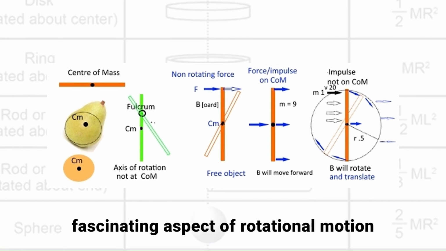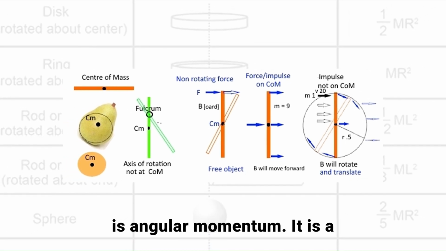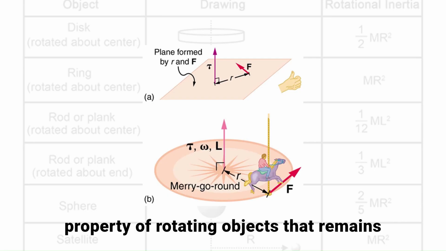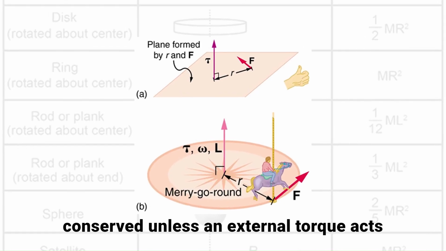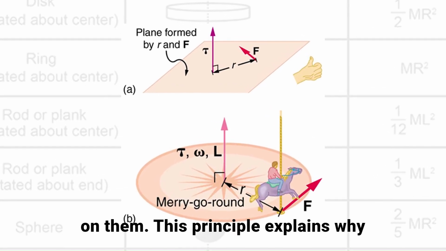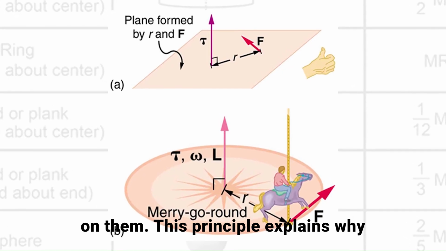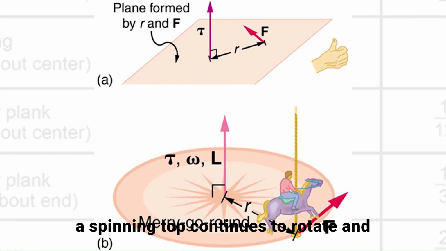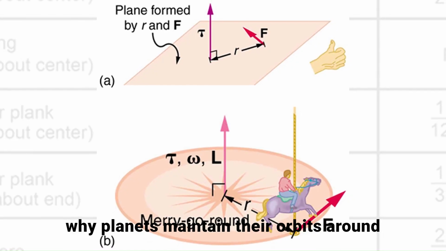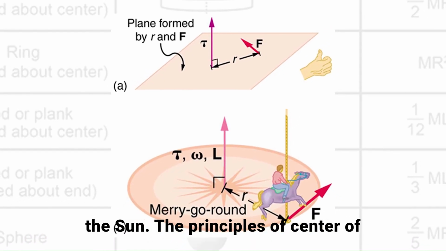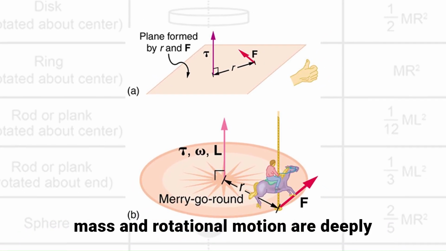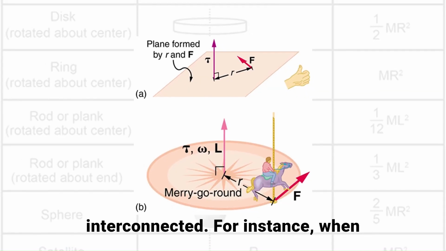Another fascinating aspect of rotational motion is angular momentum. It is a property of rotating objects that remains conserved unless an external torque acts on them. This principle explains why a spinning top continues to rotate and why planets maintain their orbits around the Sun. The principles of center of mass and rotational motion are deeply interconnected.